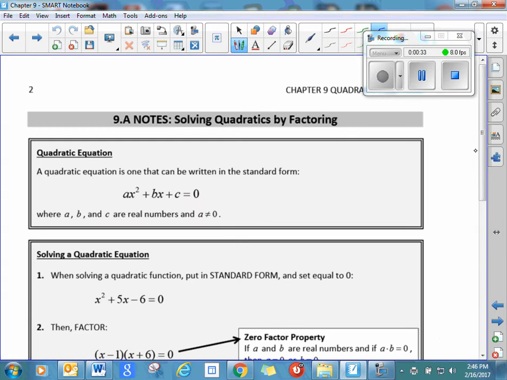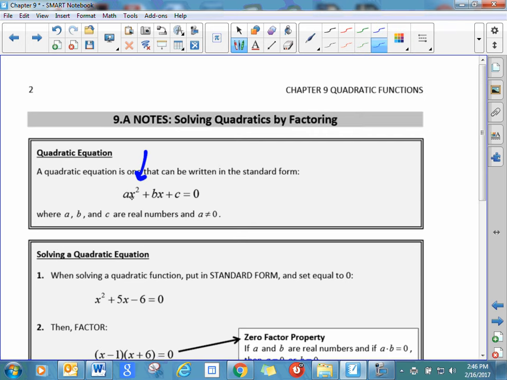There's some vocab in here. A quadratic equation has a squared term. This guy right here is very important. He has got an exponent of 2, and generally it's an x squared, although it doesn't have to be an x. And not only do you have a squared term, but it's the highest exponent that there is.